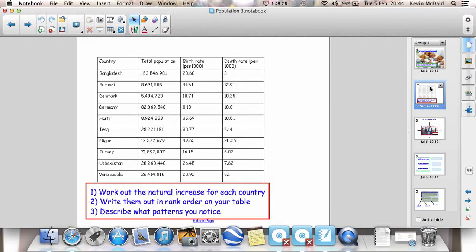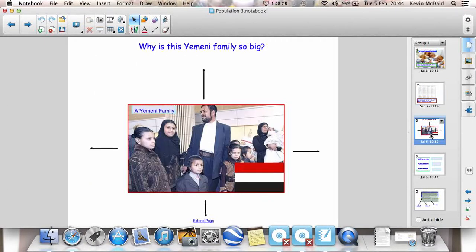Countries like Germany and Denmark have very low rates of natural increase, sometimes even going into negative numbers, such as Germany. But why? Let's take this picture as an example. It's a picture of a Yemeni family. Yemen is a country in the Middle East. It's an LEDC. So why do families in LEDCs have such large families?